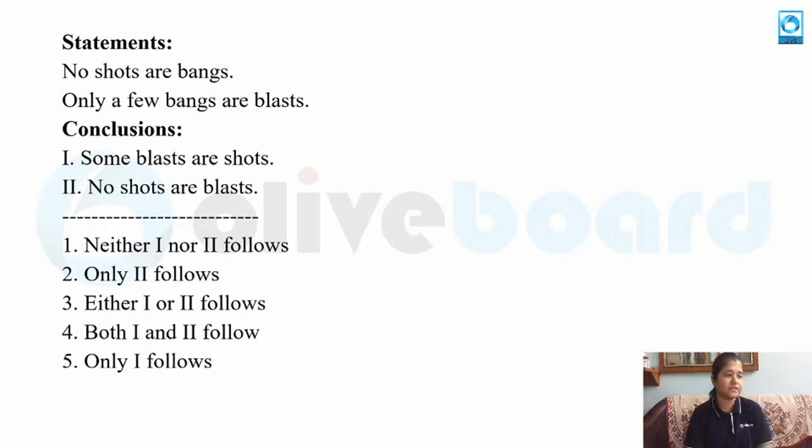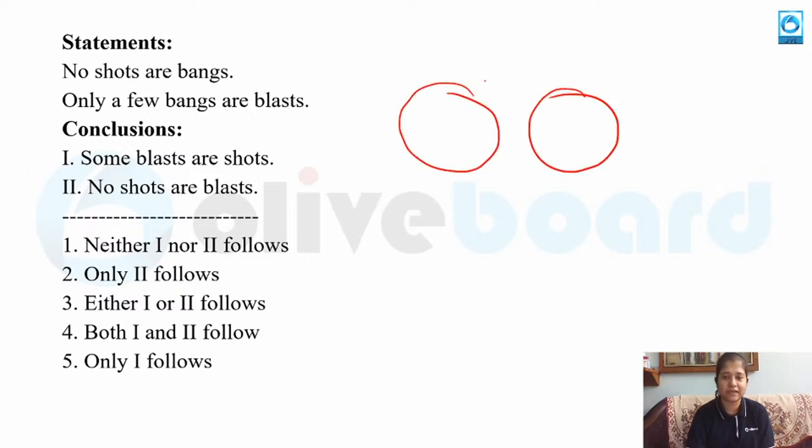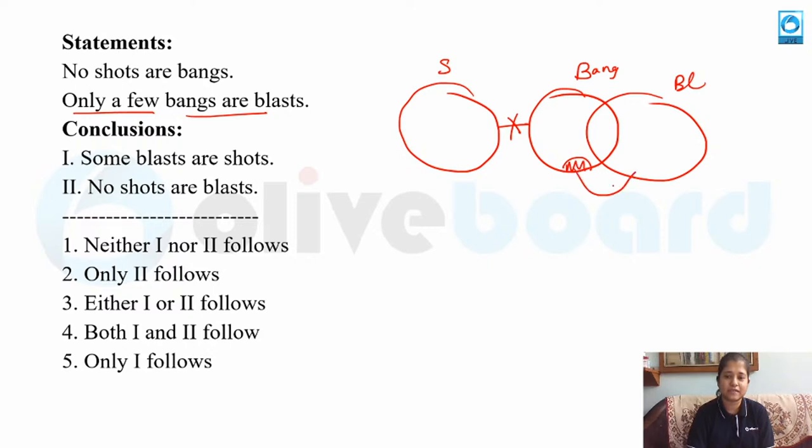Okay, 83% of you have given the right answers. Let's check, right? So, it will be forming an either-or pair. It's an easy one, but let's see. No shorts are banks, right? So, let's say this is your short, this is your bank, right? So, no shorts are banks, something like this. Only a few banks are blasts. So, this was your bank, right? So, let's say this is your blast. Okay, so only a few banks are blasts, something like this.